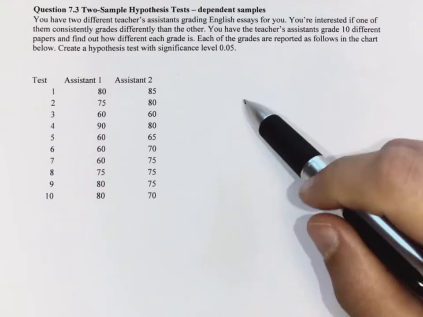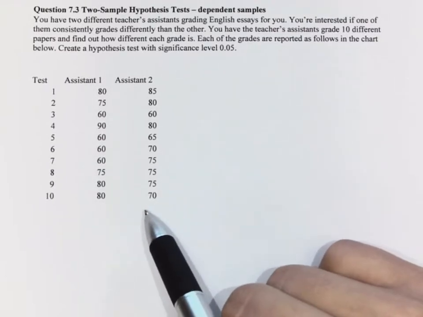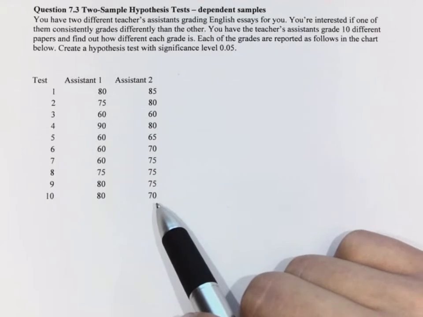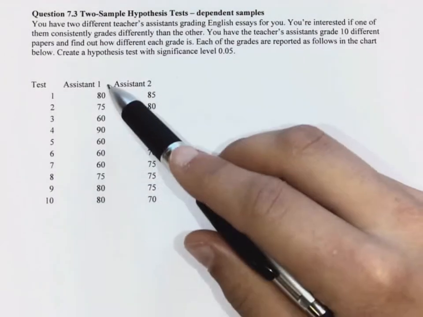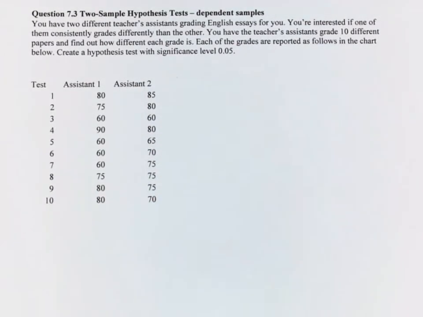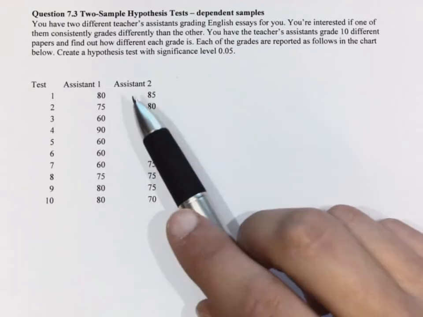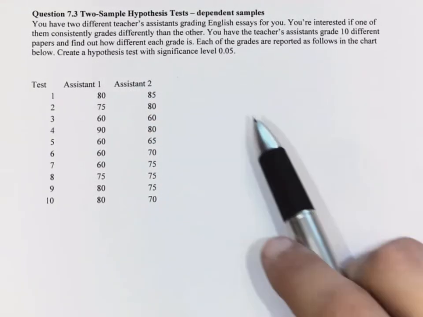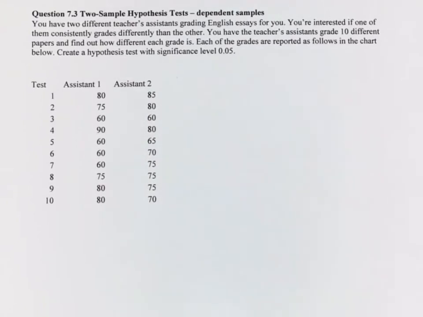So again, we have the same sample, so we're not testing different samples with different populations. What we're doing is testing the distribution. Each of the grades are reported as follows, and we create a hypothesis test with a significance level of 0.05, or a confidence level of 95%. So let's start with creating our hypothesis.